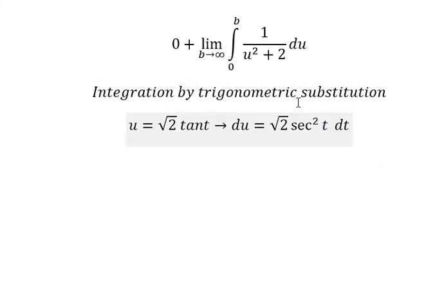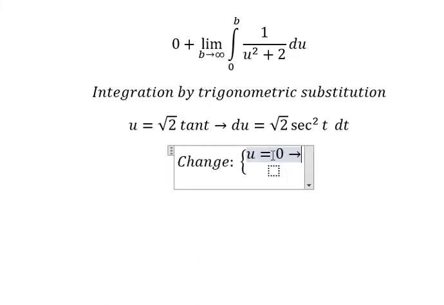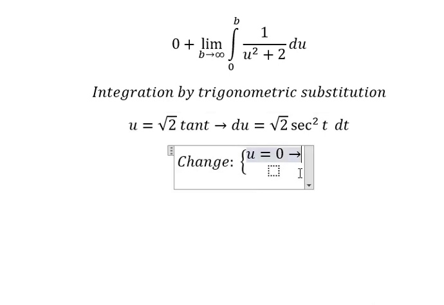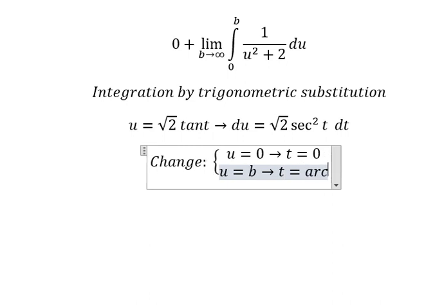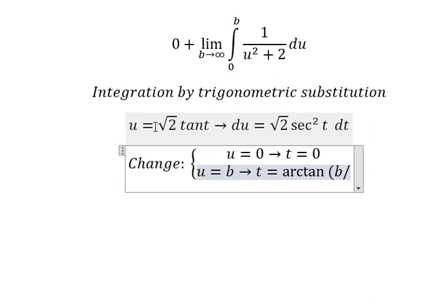Next, we need to change the bounds. When u equals 0, we put 0 in here, and we know that t should be equal to 0. When u equals b, we put b in here, and we get t equal to arctan of b divided by square root of 2.